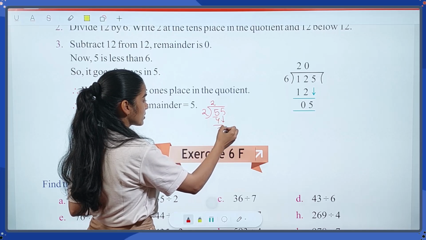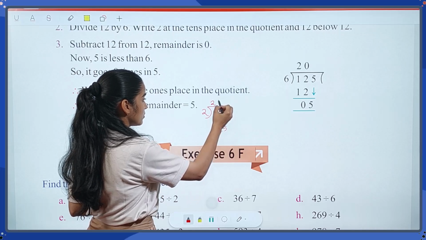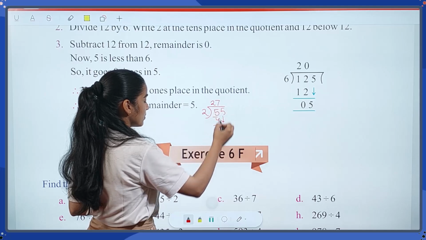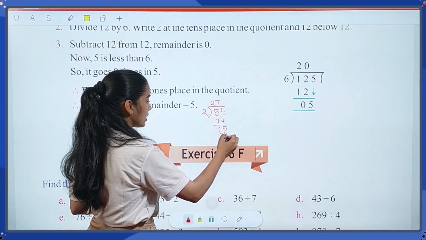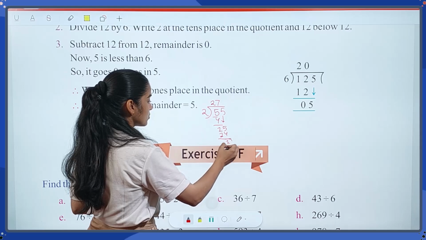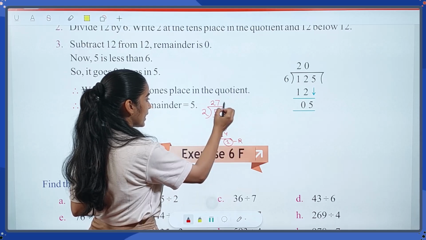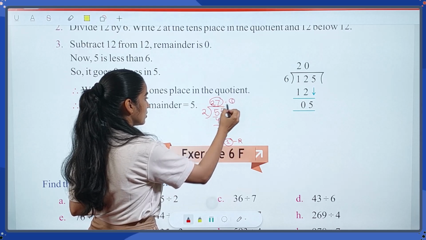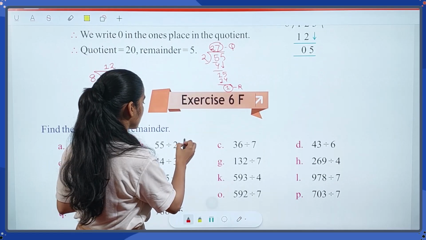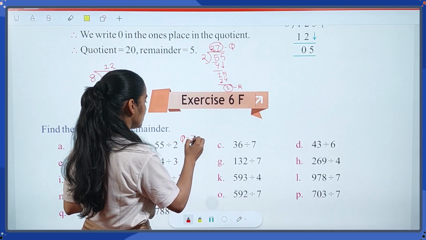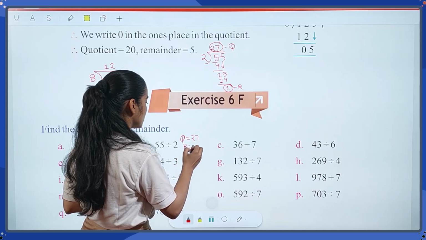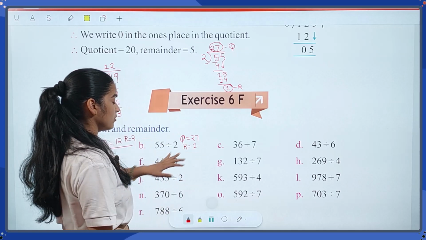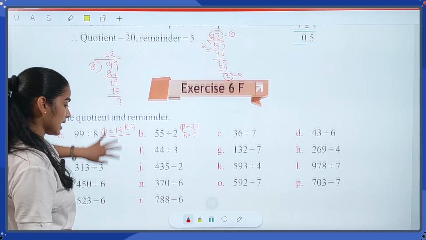Next, shift to the next number: 1 5, 15. So we take 14, which comes at the place of 7. 15 minus 14 is 1. So we have 1 as remainder and 27 as quotient. So quotient is 27 and remainder is 1. You have to solve the rest of the questions the same as I do.